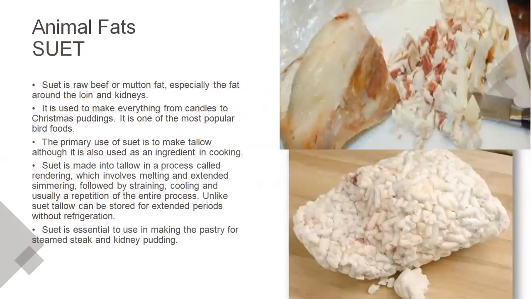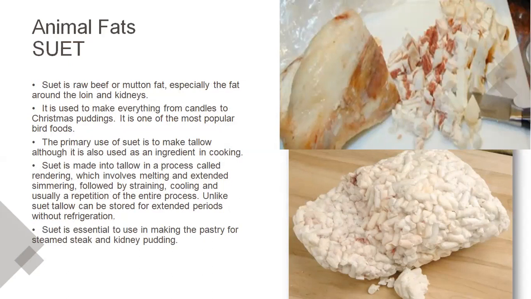Next we'll move to suet. Suet is raw beef or mutton fat, especially the fat around the lung and kidneys. It is used to make everything from candles to Christmas puddings. It is one of the most popular bird foods also. The primary use of suet is to make tallow, although it is also used as an ingredient in cooking.